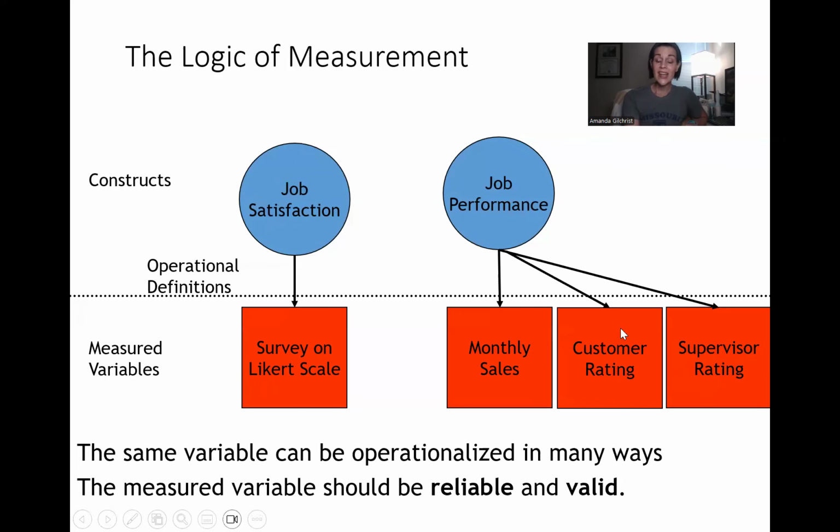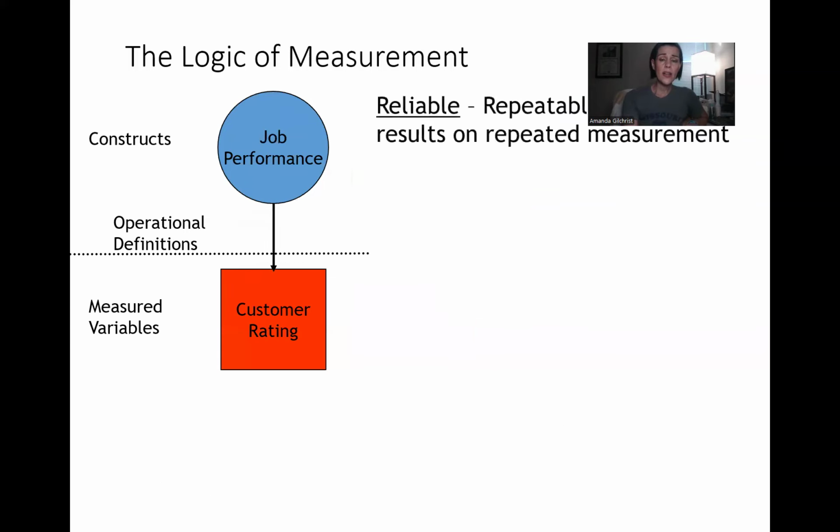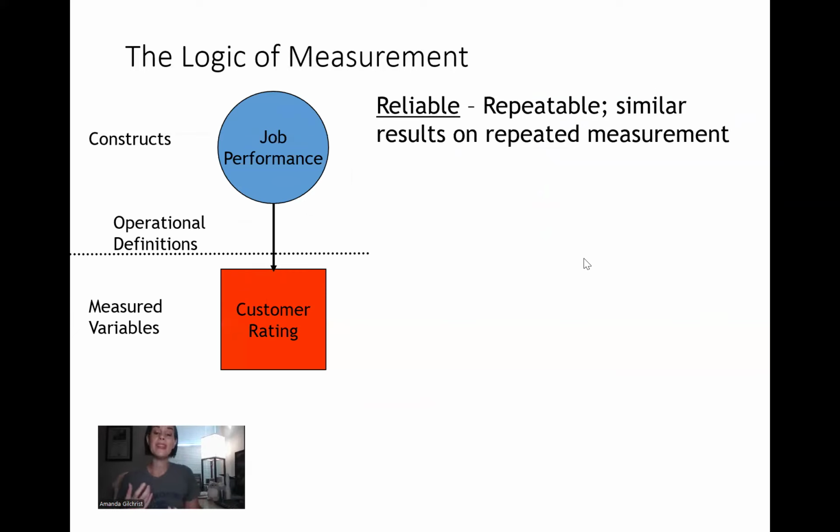And ideally, if these are all good measures of job performance, these should all be relatively highly correlated with each other. So if we want a measure that is reliable, reliable here basically means repeatable. Every time that we repeat the measurement, we're going to get a pretty similar result. We're not necessarily going to get the exact same result, but we're going to hit on something good. So if somebody is good at their job, they may have a good month or a bad month, but generally those customer ratings are going to be pretty consistent over time.